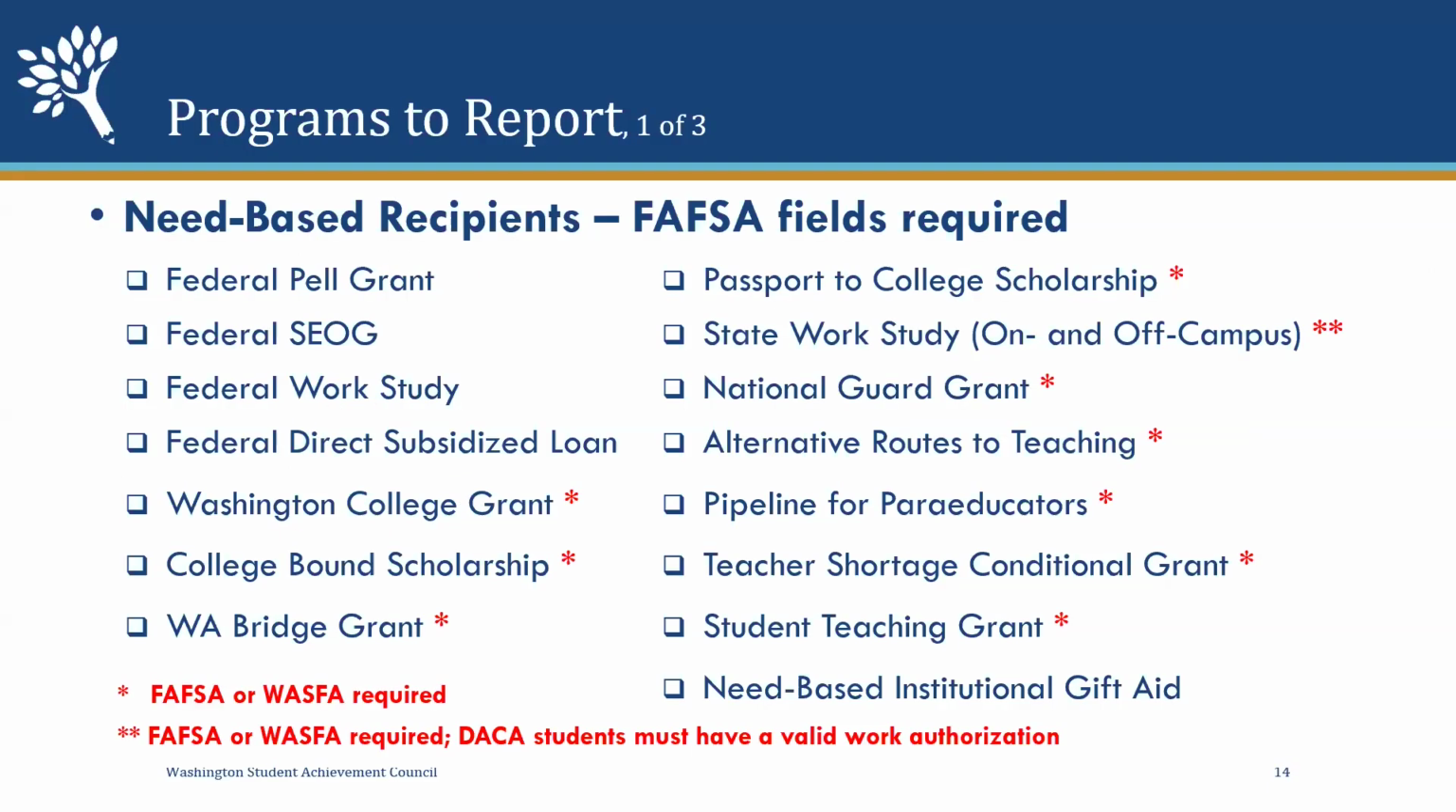Programs to report are listed on this slide, and you will be receiving an updated copy of the PowerPoint. I just want to let you know that you can read this as well as I. These are the programs that we consider need-based. One note I want to make you aware of is that if you have DACA students who have valid work authorization, they're the only ones who should be able to work under state work study. The other caveat is the teacher shortage conditional grant is not to be confused with the student teaching grant, but this list is all of those need-based programs that we've identified.